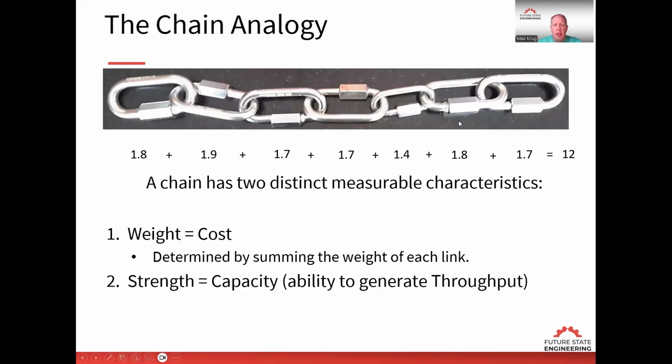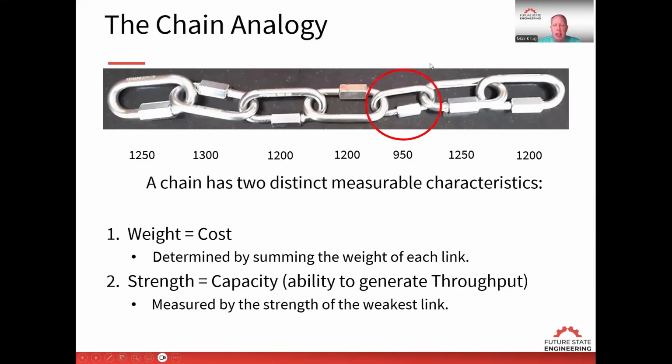The other way to measure the chain is by its capacity. If I look at this chain, there's only one weakest link, and it's this one link that has the least amount of capacity in the system. That's our capacity constraint resource. That's the resource that dictates the flow of the entire system. So it's very important to find this resource and make sure we maximize the effectiveness of this resource.